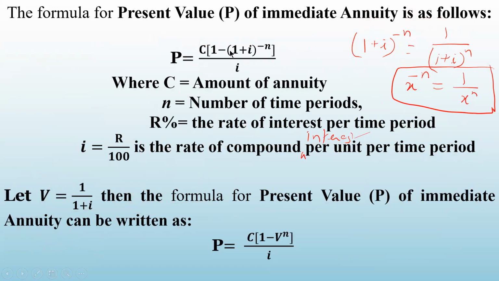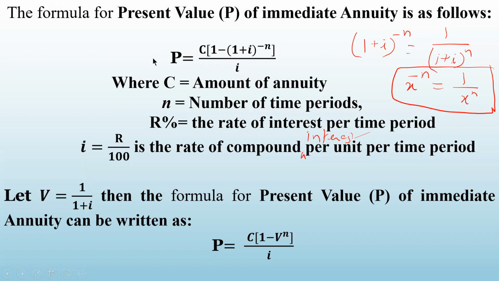Now you see here, you are getting the power negative. So you have to convert this negative power into positive. What is the formula to convert? X to the power minus n is 1 divided by x to the power n. So (1 plus I) raised to power minus n will become 1 divided by (1 plus I) raised to power n, positive power. You have converted the negative power into positive by bringing this term from numerator to denominator. To ease our calculation, we put V equal to 1 divided by (1 plus I).